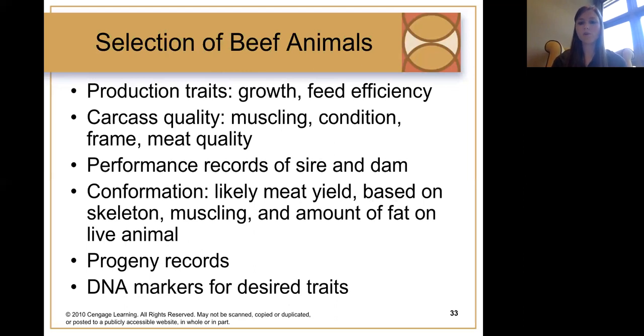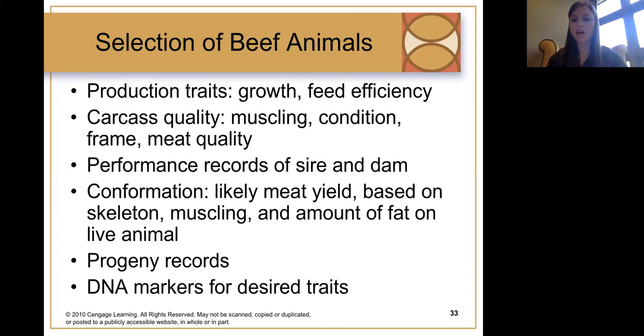Carcass quality, so muscling, condition, frame, and meat quality. How much meat is that animal actually going to yield at slaughter? What percentage of that animal at slaughter is going to be saleable product? Those kinds of things. And then also quality, because that will impact the grade that meat is given, whether it's prime or select or anything like that. So it'll really impact how much money you get for that animal. So carcass quality is really important.